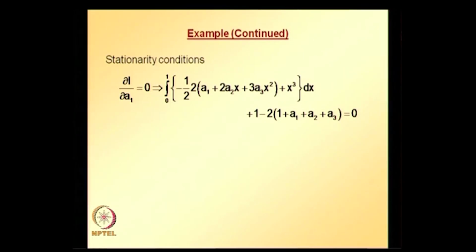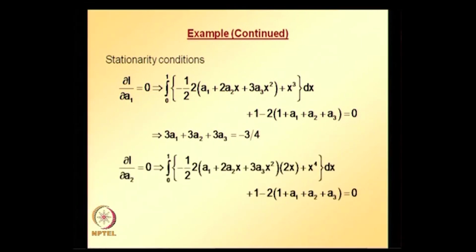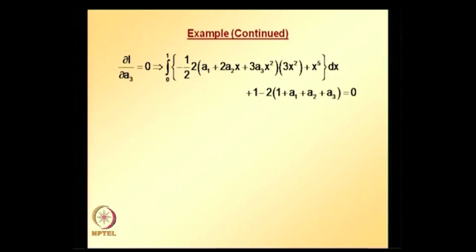You apply the stationarity conditions: the partial derivative of I with respect to a1 equal to 0, you get one equation; the partial derivative of I with respect to a2 equal to 0, you get another equation; the partial derivative of I with respect to a3 equal to 0, you get the third equation. So straightforward, we have 3 equations and 3 unknown coefficients, so we can solve for a1, a2, a3.